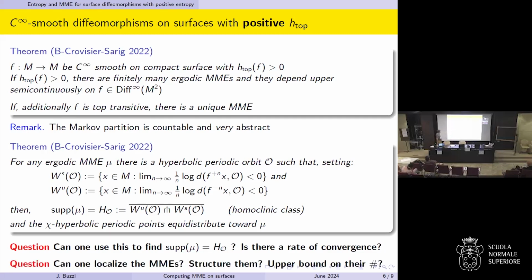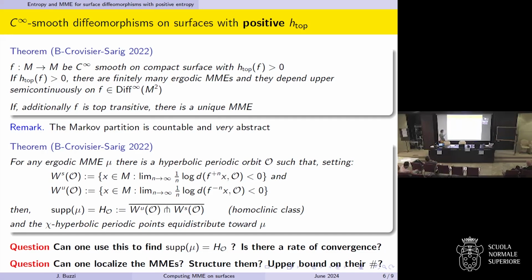Why would I be interested in finding the support of the MME and the hyperbolic periodic orbits related to it? It's because of the following question. We are looking at surface diffeomorphisms. A rough idea, which is true up to some point, is that there should be some parallel, some dictionary, between these and smooth interval maps.